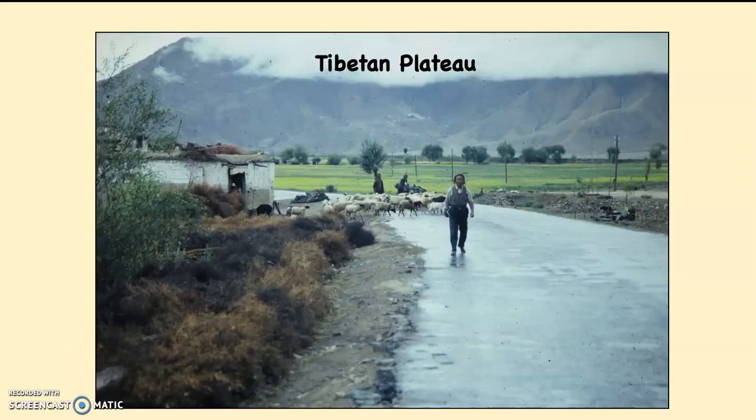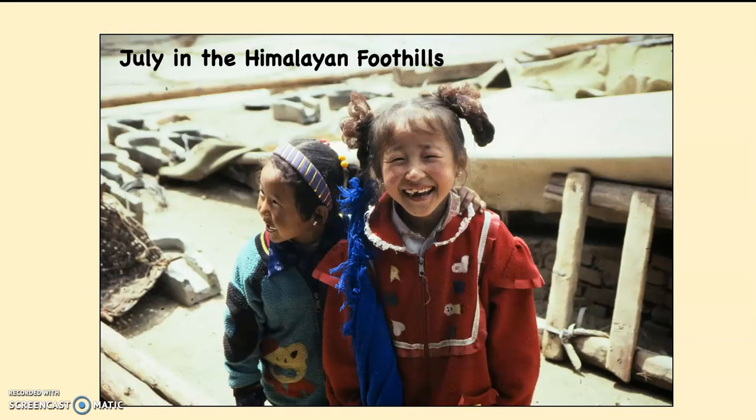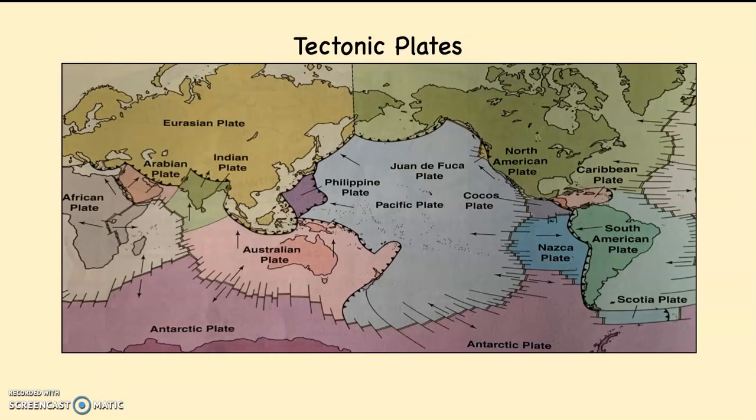This is the Tibetan Plateau. That's the flatlands, 12,000 feet above sea level. I took this picture in July. Notice what the kids are wearing. Does that seem like July weather to you? It's because once you start getting 12, 13, 14,000 feet up, I don't care where you are on the planet, it's going to be cold. And it's chilly there, especially at night.